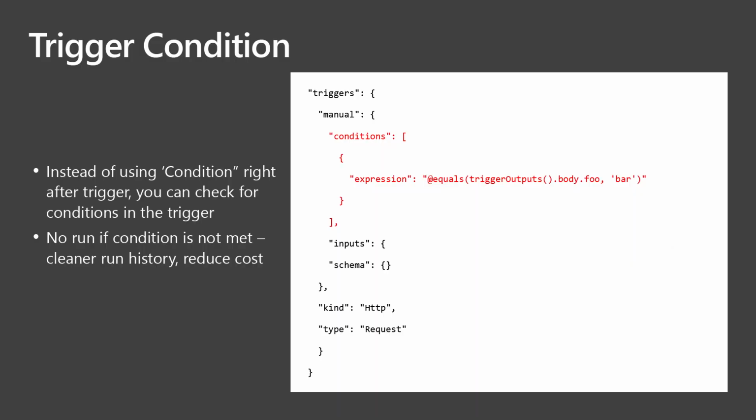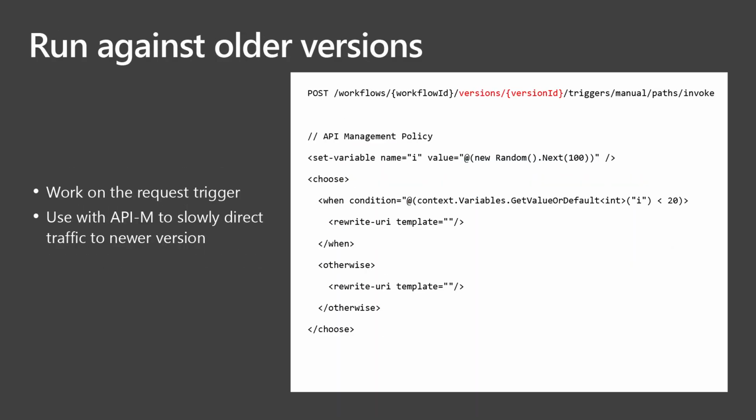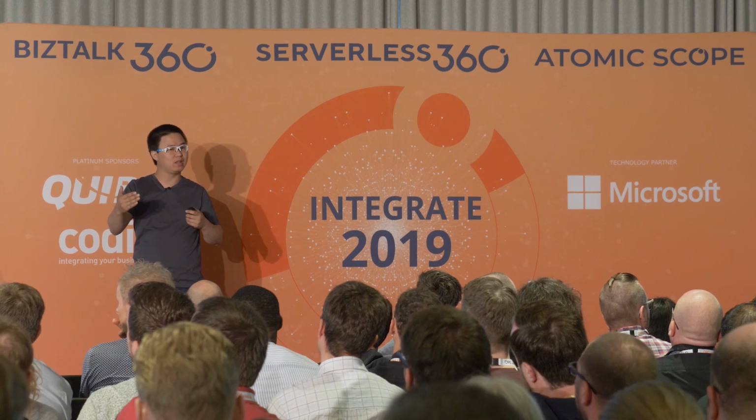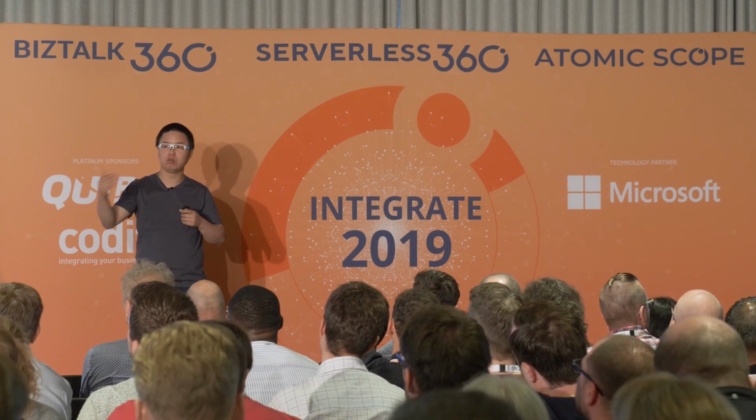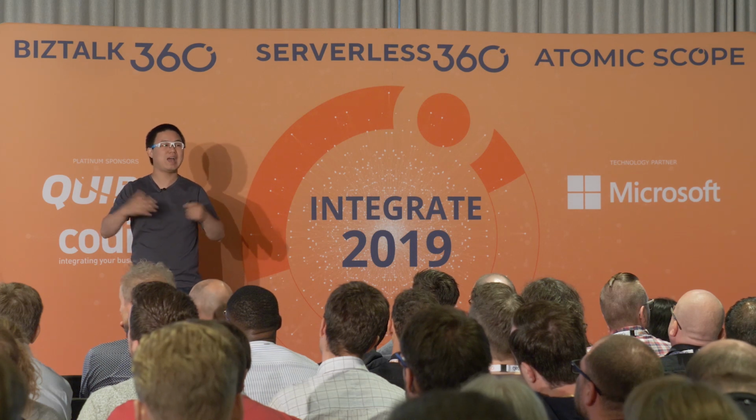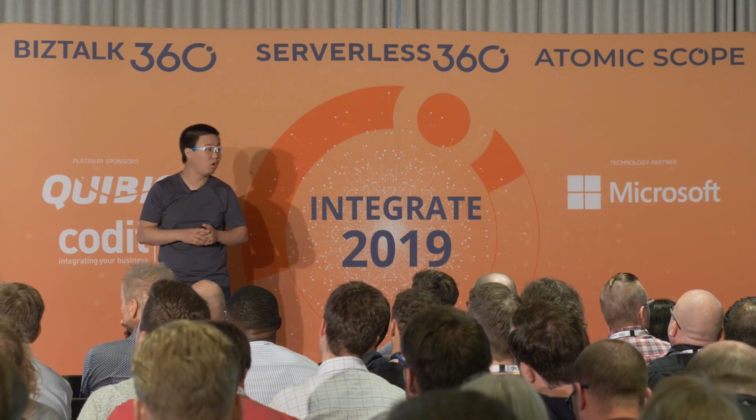run against an older version of the logic app. Now, this is only available to request response logic apps, but I think there are some really interesting use cases that you can do with it. One example is, let's say I'm building an API using logic apps, and I'm putting that behind API management, but whenever I update my logic app or my implementation of my API, I want to slowly roll it out. I don't want to blast it out to the world all at once.